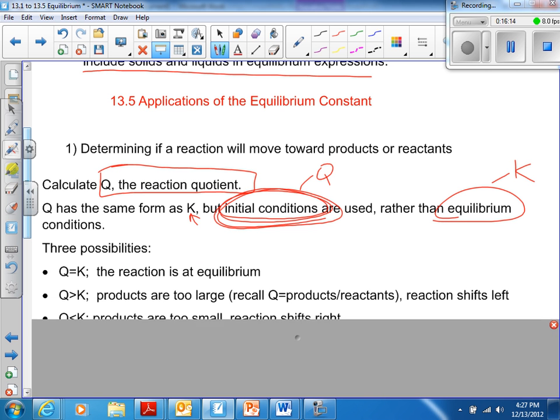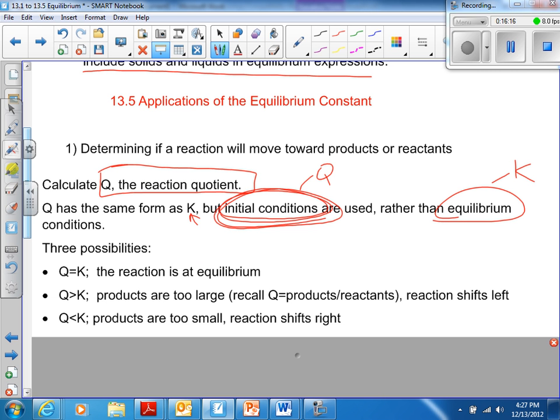All right, there's three possibilities. Q and K can be equal, Q can be bigger than K, or Q can be smaller than K. And under each of these conditions, we can say what's going to happen with equilibrium. If Q and K are equal, well, we're already at equilibrium. We're not going to shift left or right.